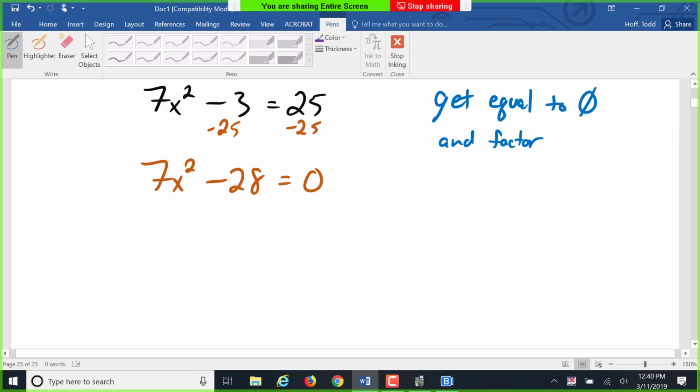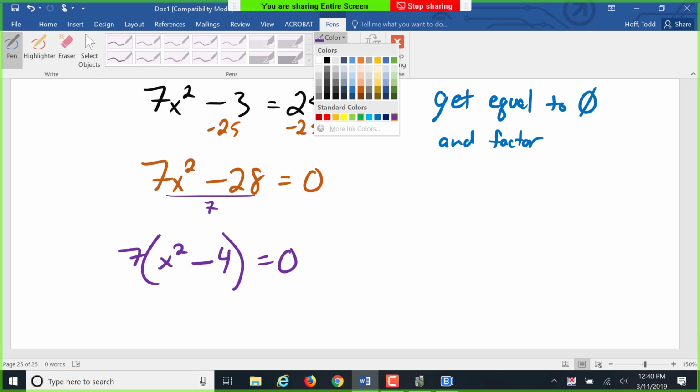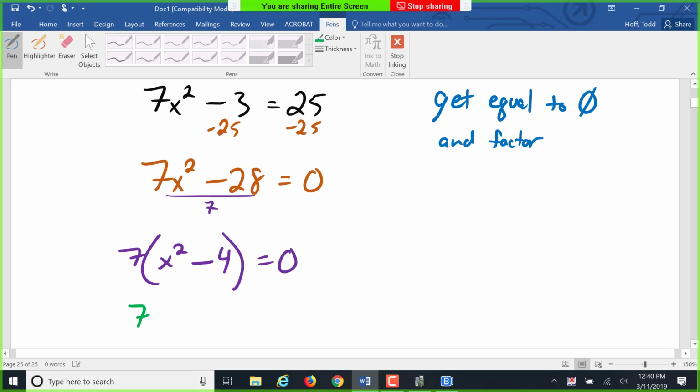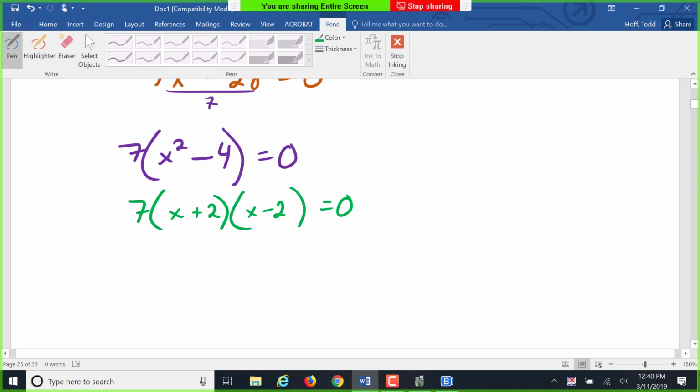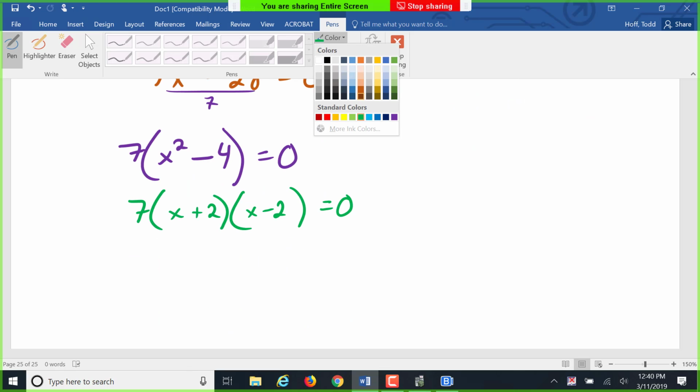Factoring it, the first step is going to be the common factor of 7. If I divide out the 7, this is x squared minus 4. And of course that can still be factored as x plus 2, x minus 2. Very good. It's the difference of perfect squares. Now that it's in this form, we use that zero product rule.